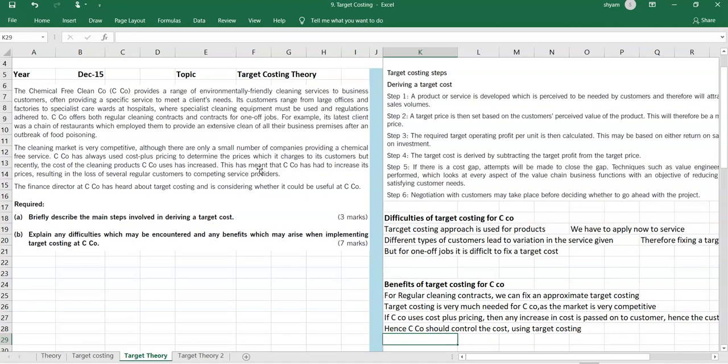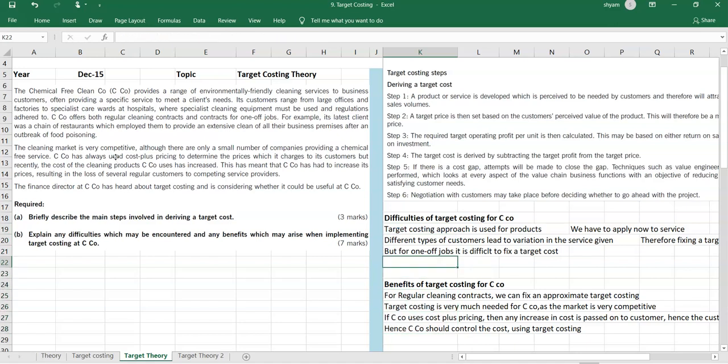This has meant that CCO has had to increase its prices. I think that's what we said, resulting in the loss of several regular customers to competing services. I think that also we have mentioned. The finance director at CCO has heard about target costing and is considering whether it would be useful at CCO. So even though target costing is difficult, it has to be employed here. They have given us 7 marks. So we are getting 3 points here and around 4 points here, so we are getting that 7 marks of answer.